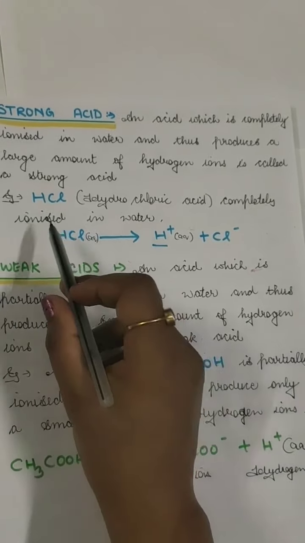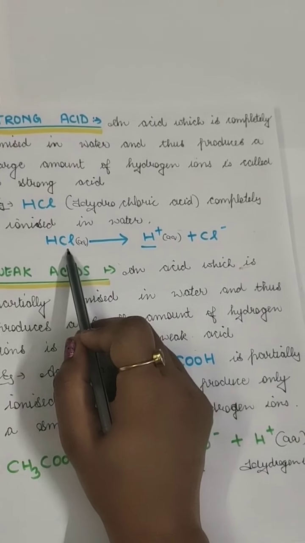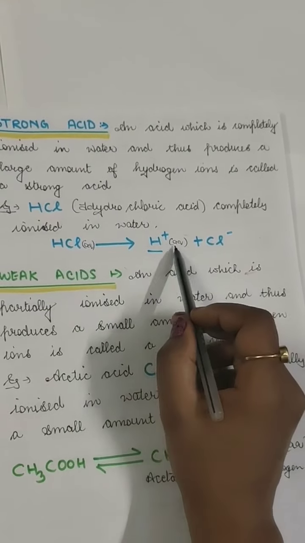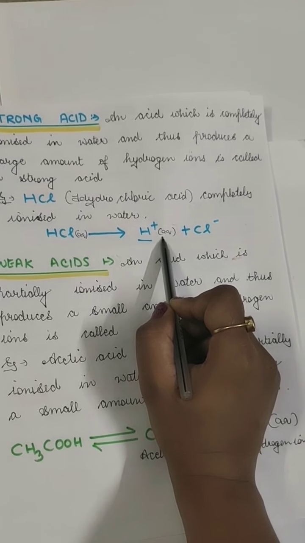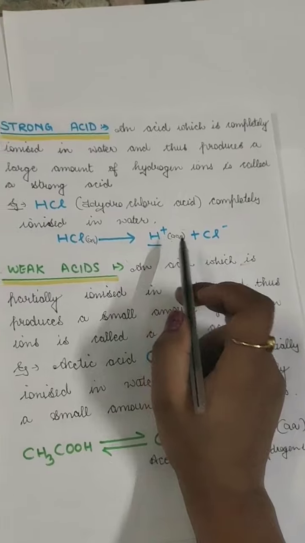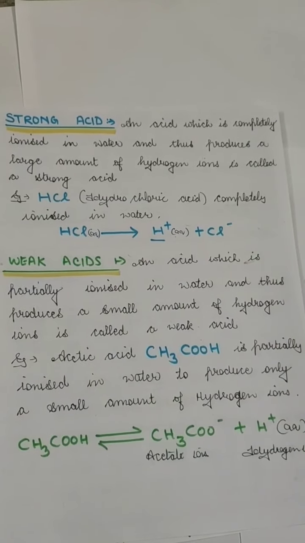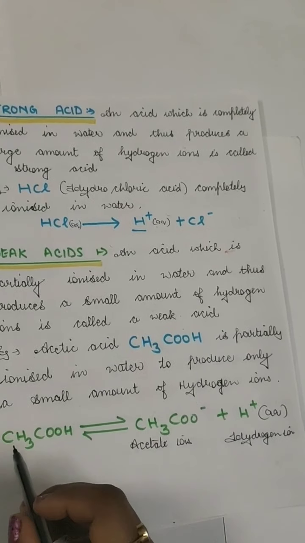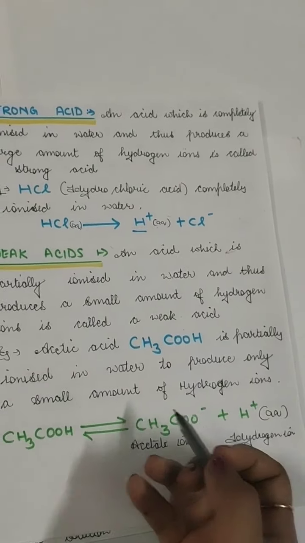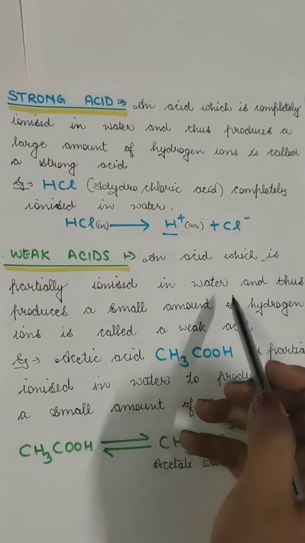That is, HCl is completely ionized in water. That means when we dissolve HCl in water, all the hydrogen will be dissociated into its ions, releasing a large number of hydrogen ions, which makes it more acidic. Whereas in a weak acid, an acid which is partially ionized, that means it is not completely ionized, all the hydrogen ions will not be formed. That means it will be partial.